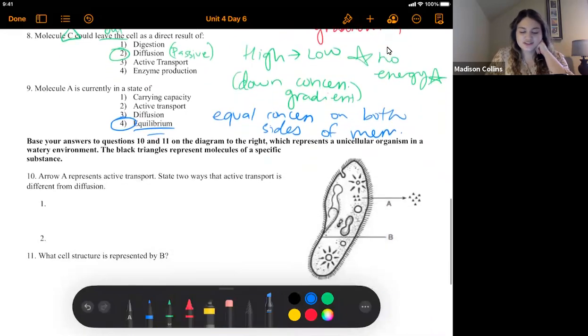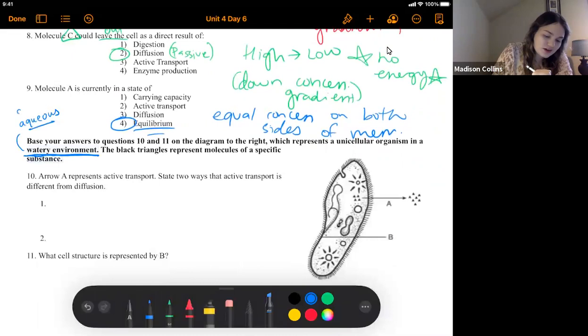All right, 2 more questions. Base your answers to questions 10 and 11 on this diagram right here, which represents a unicellular organism in a watery environment. There's another word that I taught you guys that means watery environment, and that is the word aqueous. So anytime you see the word aqueous, it means water. It kind of looks like aqua, right? Or agua in Spanish, which both mean water. So aqueous is a watery environment.